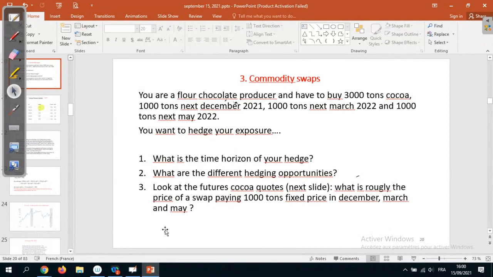Commodity swap, I remind you, is when you pay a fixed price and you receive a variable price, a floating price if you prefer, that's the spot at the moment. And I have an exercise for you. You take a sheet of paper, you have just 1 hour, and after we are free for a marvelous evening. So you are a chocolate producer.